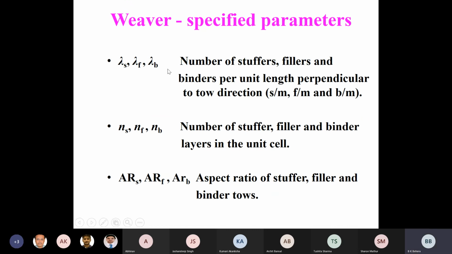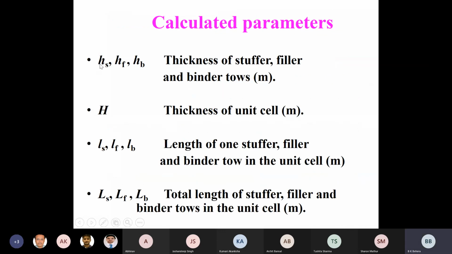Similarly, gamma, S, F, B. Remember, S stands for stuffer, F stands for filling, weft, B stands for binder thread. These are the only three threads in the 3D fabric. N is the number of layers for stuffer, filler, and binder. Aspect ratio for stuffer, filler, binder. Small h is the thickness of each yarn: stuffer, filler, binder. Capital H is the total thickness of the unit cell, which we are interested to find out, the thickness of the fabric.